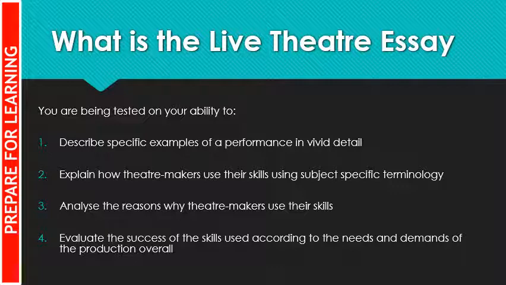explain how theatre makers use their skills using subject-specific terminology. That's that sheet that I was talking about again. Analyse the reasons why theatre makers use their skills. Why did they shout and use their voice? Why did they use an aggressive tone of voice? Why did they use the facial expression of a frown? And evaluate the success of the skills used according to the needs and demands of the production overall.